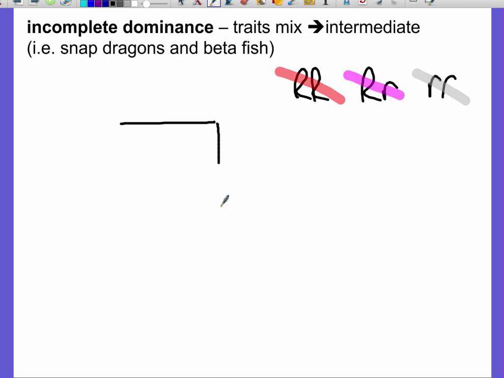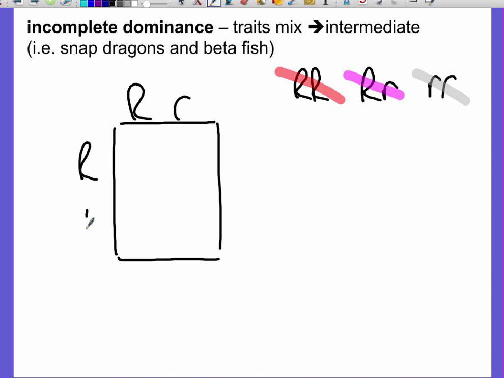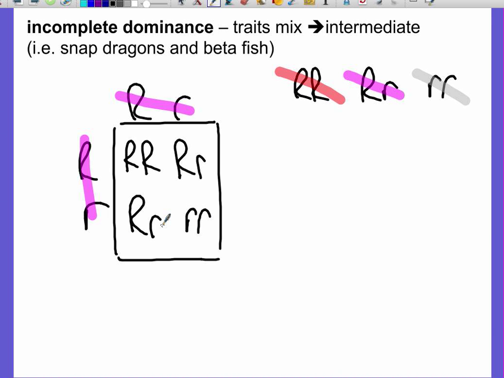So if I try doing a cross between two heterozygous flowers, both of which would be pink, I'm going to get results when it's all said and done, and I need to be able to predict outcomes. So I fill in my Punnett square.